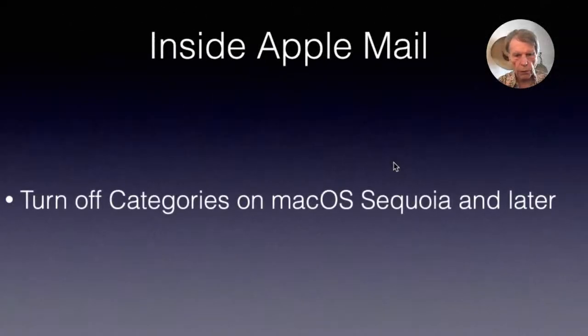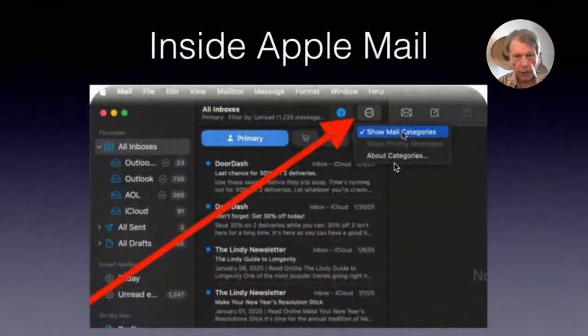So you can turn off categories on macOS Sequoia and later. Again, you look for the three little dots. They're more in the center here. And then this drop-down menu appears, and you would uncheck Show Mail Categories. Again, you can show your priority messages if you check this next selection right here.